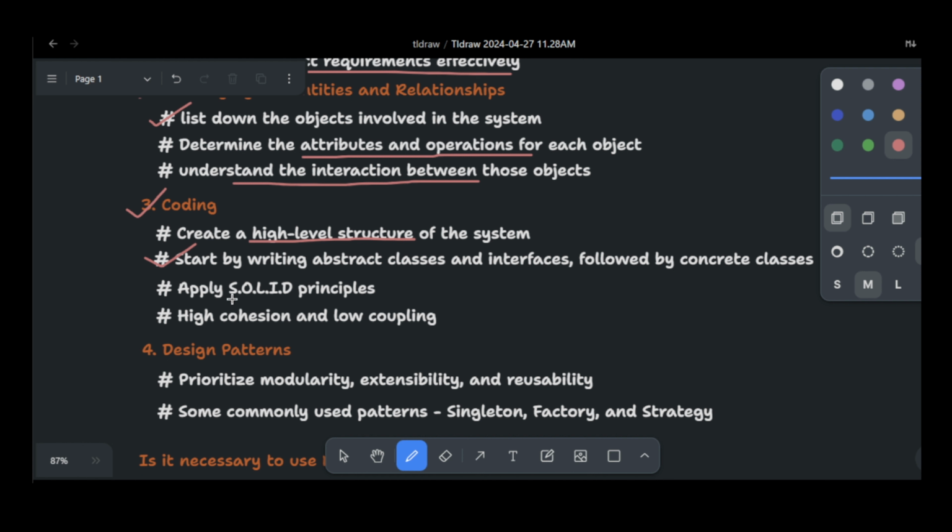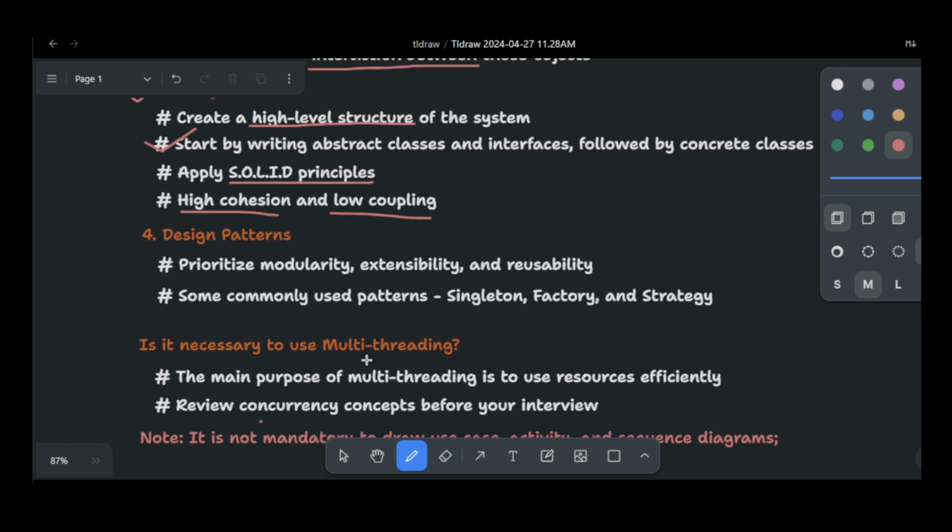Besides object-oriented programming skills, it is important to understand and apply solid principles to the problem. This ensures that your code is well-structured, maintainable, and scalable. Always aim to write code with high cohesion and low coupling. This means that each module or class should have a clear purpose and be independent of others as much as possible. Fourth step is design patterns.